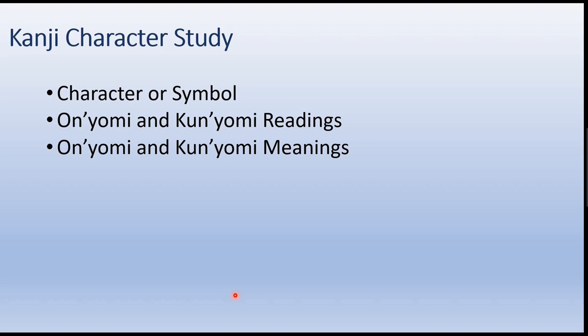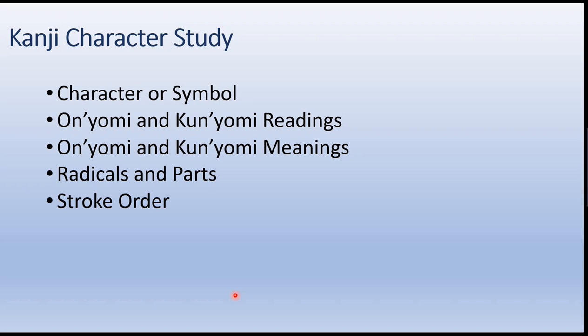Before we begin with the first character, let me summarize what we shall be looking into for each kanji character. First, the character or the symbol and how it looks. Then the on'yomi and kun'yomi readings of that character and their meanings. Then the radicals and parts involved in that character. The stroke order for writing the character and the origin, evolution or logic behind that character.